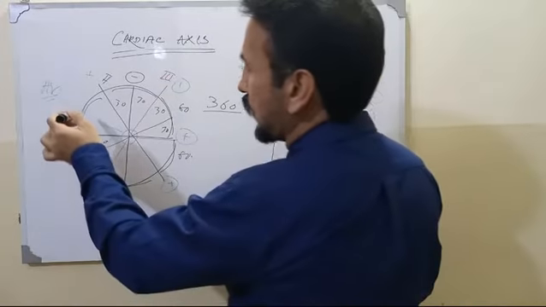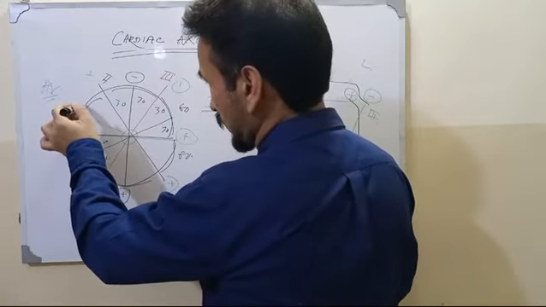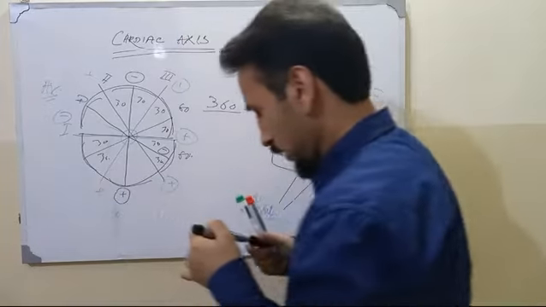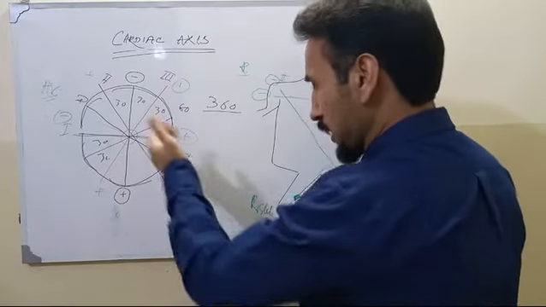Again, the AVR is intersecting at this level. This is the positive pole, this is the negative pole of the AVR. So this is 30 degrees, this is 30 degrees. Now the cardiac vector is very easy to understand if we understand this way.